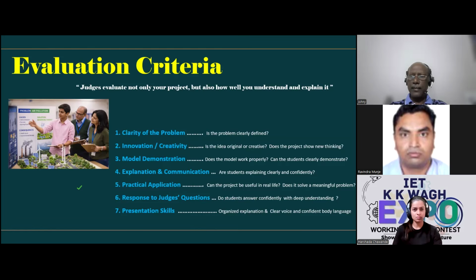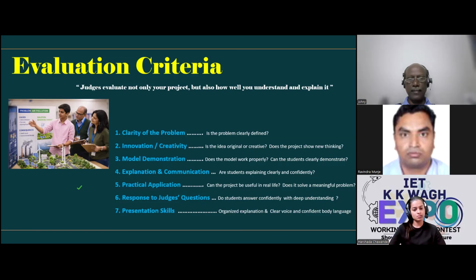Not only that, are you able to clearly demonstrate what you have designed, what you have made, how it is working? Does it work the way you intended in the beginning? And are you able to link the working model to the problem it is solving? If that structure is missing, they are going to lose the connection and you are going to lose marks in that.